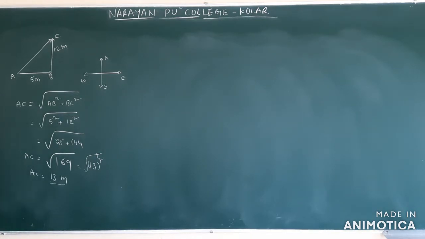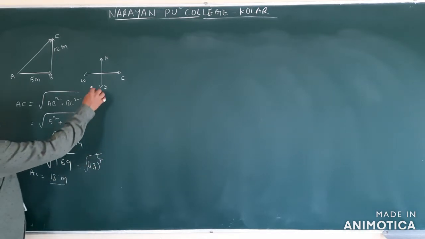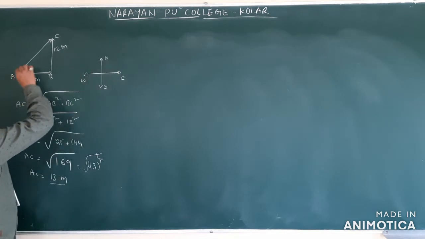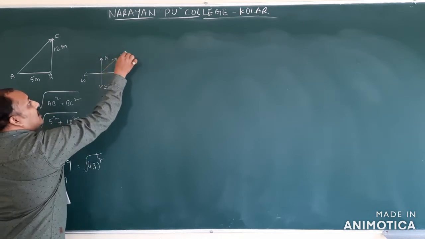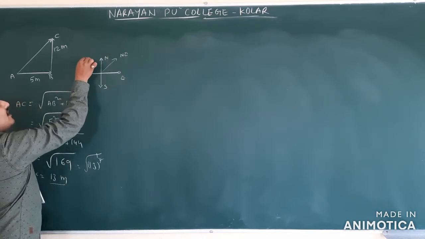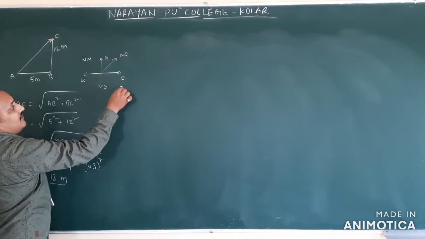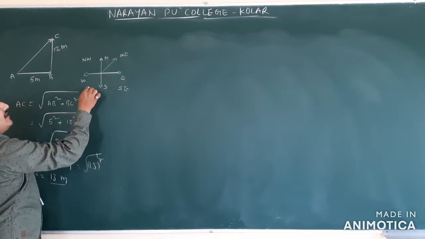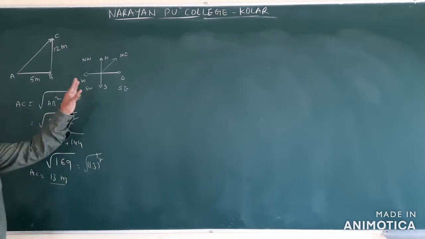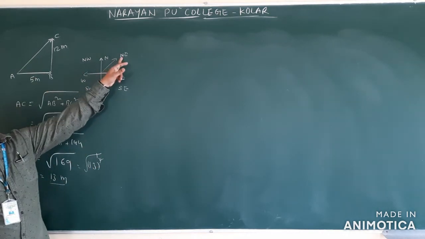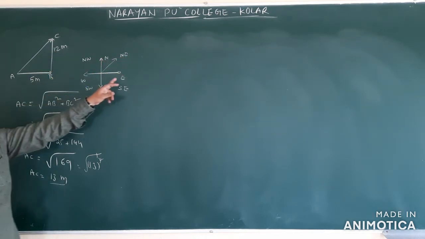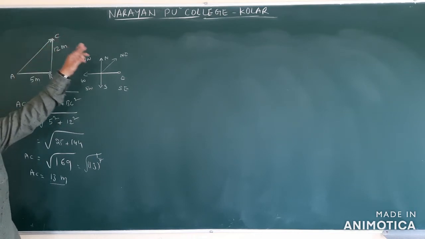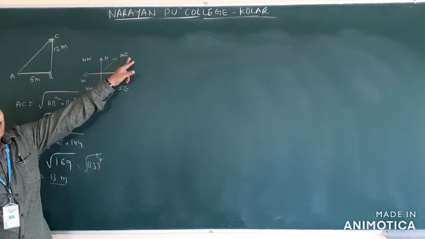They didn't give direction there, I think they simply gave 13 meters. If they ask for the direction, what is the direction? One is towards east, another one is towards north. We got it like this. If it is like this, it means north east. If like this, north west. If like this, south east. If like this, south west. Now what is the direction of this AC? Towards north east. This direction is towards north, this direction is towards east. Now the resultant direction of the displacement is towards north east.